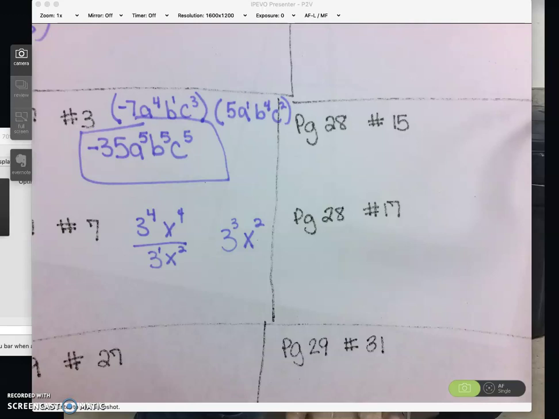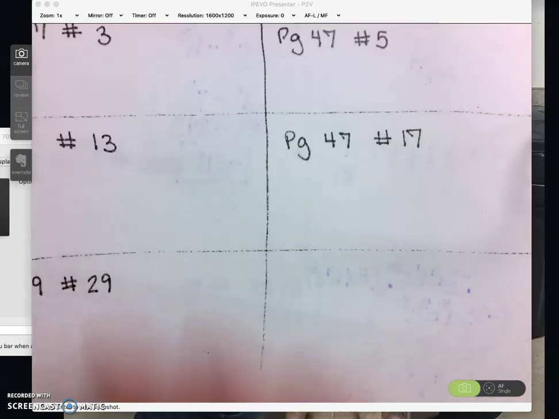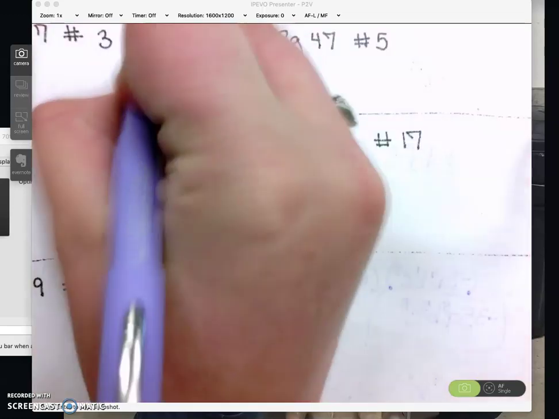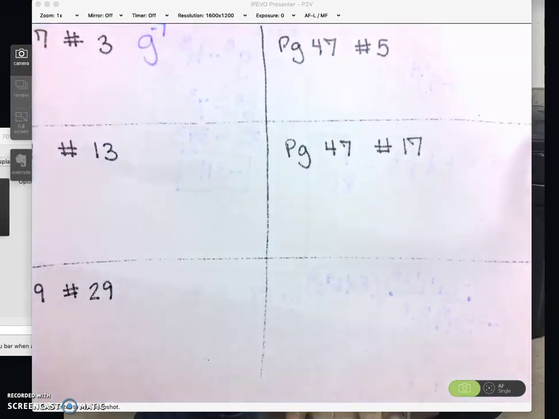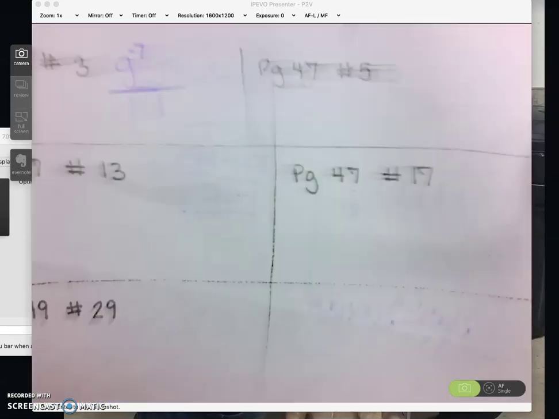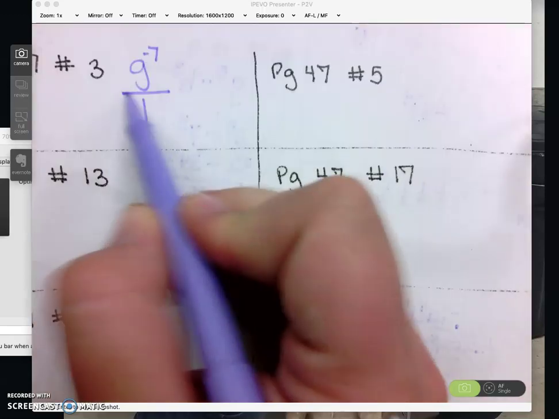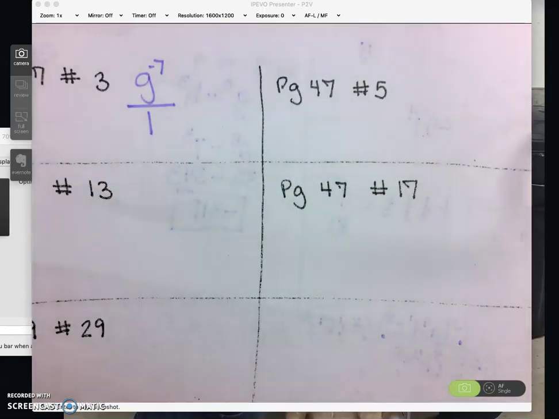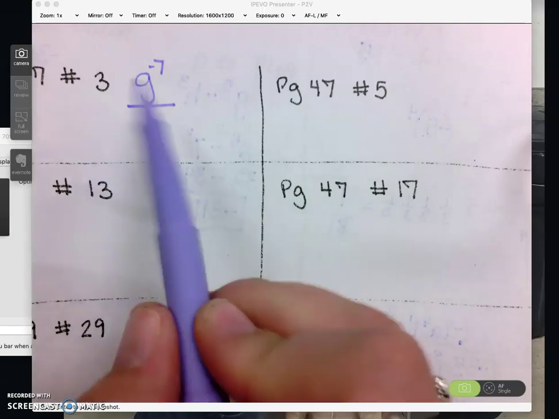Good morning, everyone. So we are skipping ahead to page 47. And these are the negative exponents. If I look at number 3, I have g to the -7th power. Remember, if I have just a number, I can always put it over an invisible 1, because then I'm dividing by 1 and I don't change it. So now it's on the top of the fraction.